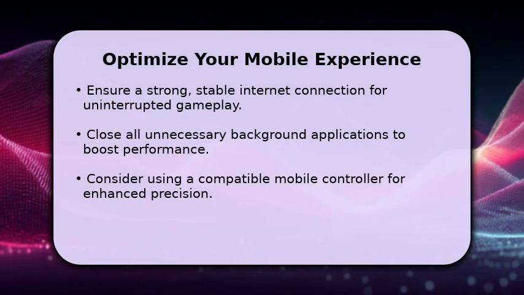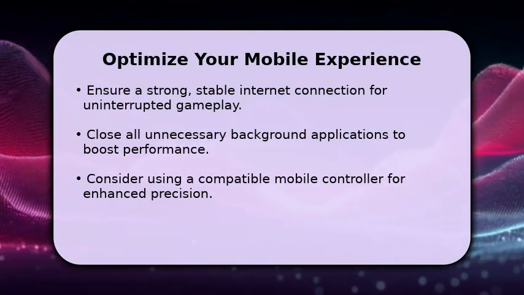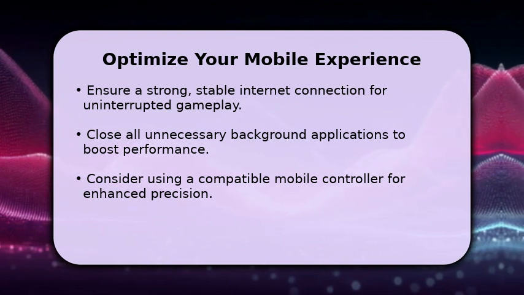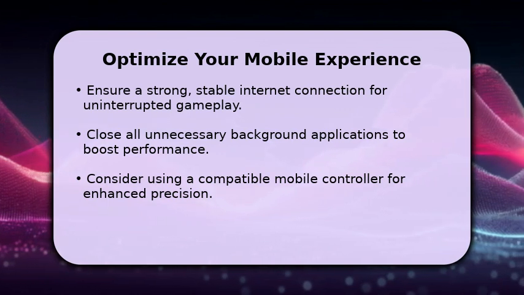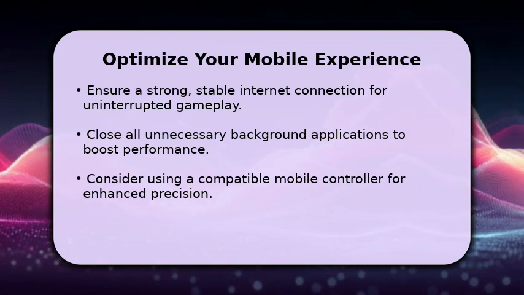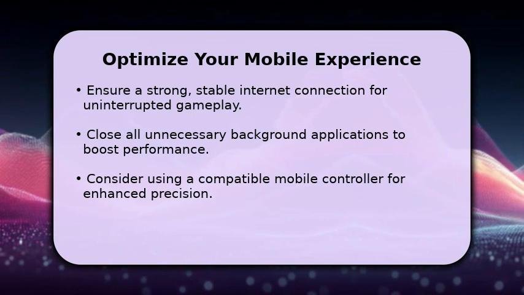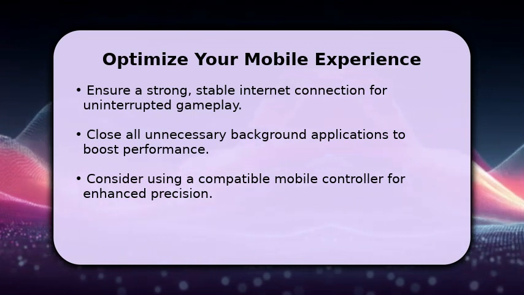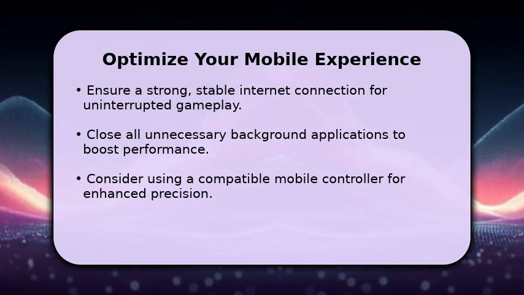For the best Blood and Iron mobile experience, a few optimizations help. Always play with a stable internet connection, ideally Wi-Fi, to prevent lag. Close any background applications that might consume resources, ensuring your device focuses on the game. If you're serious about precision, a mobile controller can offer a significant advantage. Finally, keep your device charged to enjoy long, uninterrupted play sessions.